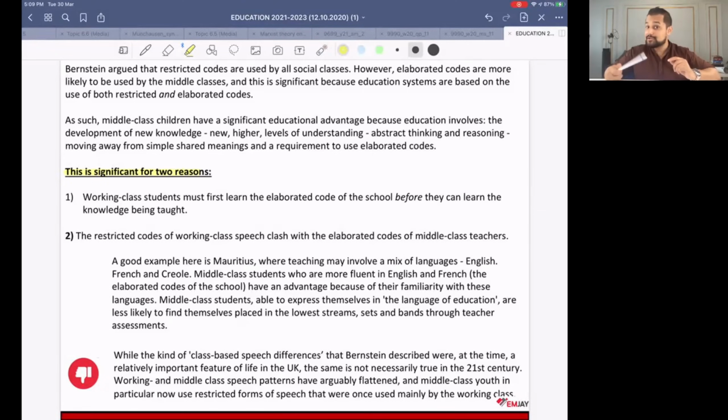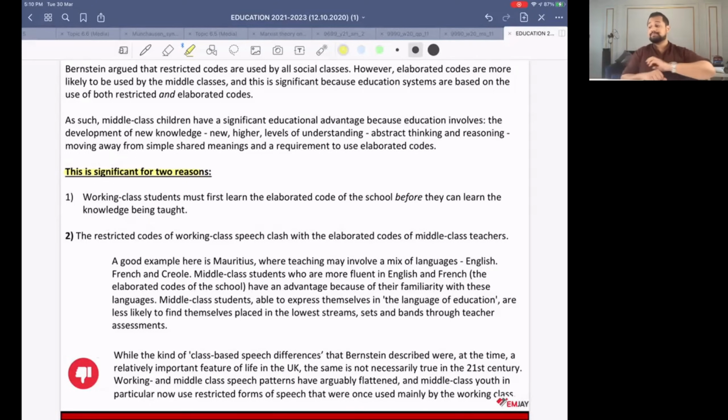So that's an extra thing to be taken care of by a child from the working class, right? Working class students must first learn the elaborated code of the school before they can learn the knowledge being taught. Number two, the restricted codes of working class speech clash with the elaborated codes of middle class teachers.